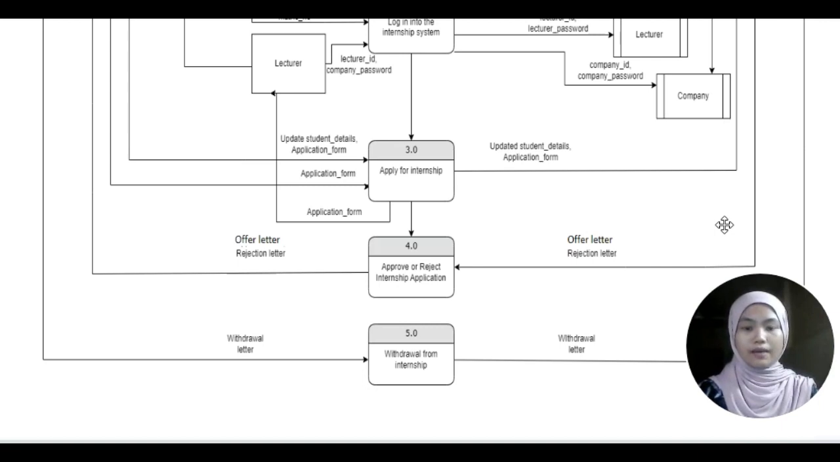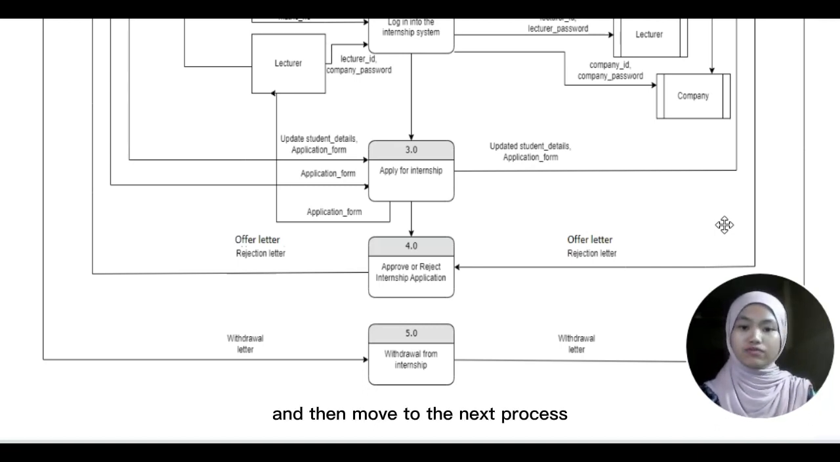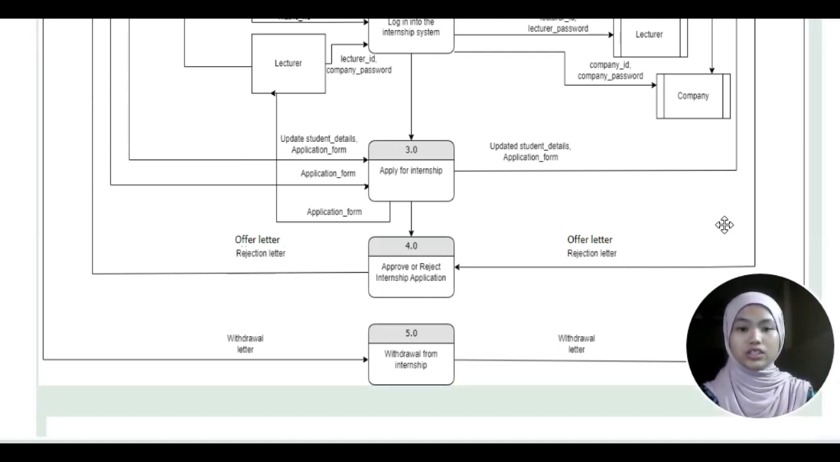For the application process, firstly, students have to update their student details, such as student email, student address, and the course they took. Then they have to fill in the application form. Once they have finished, the form will be submitted to the company, and in the next process the company will be able to approve or reject the internship application made by the students.